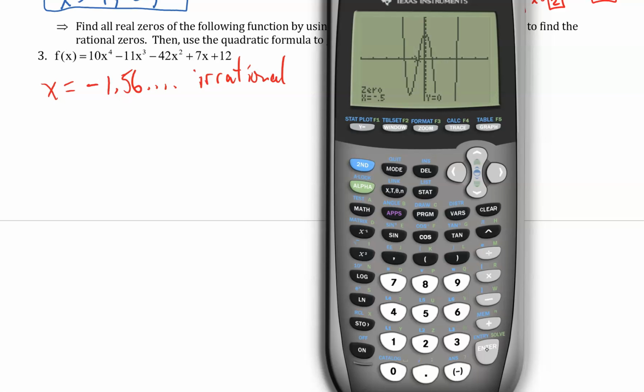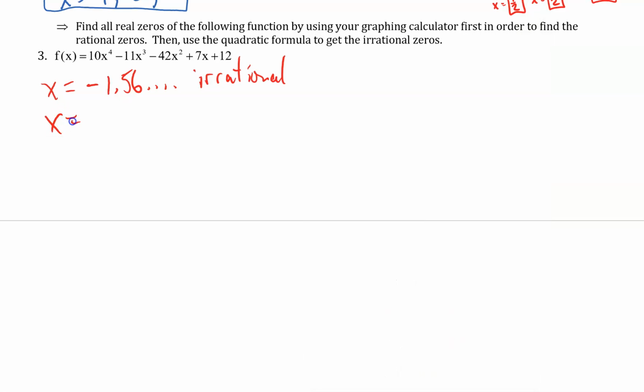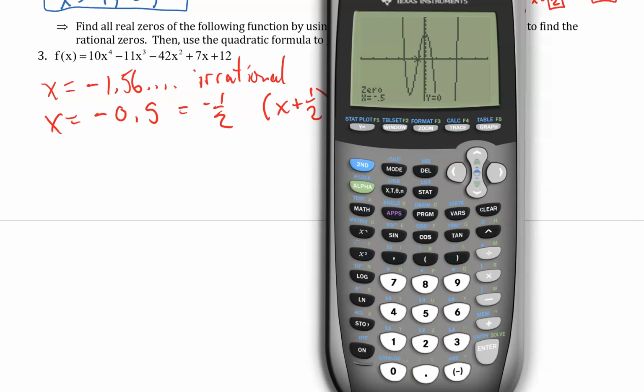Here I get x equals -0.5, or -1/2. That means that one of my factors is x plus 1/2, or more likely 2x plus 1. Let's find the next one.